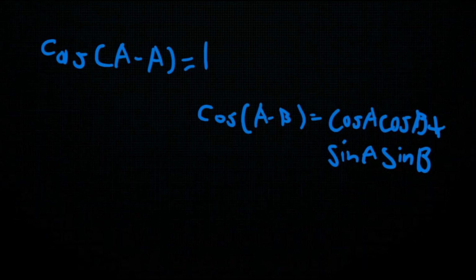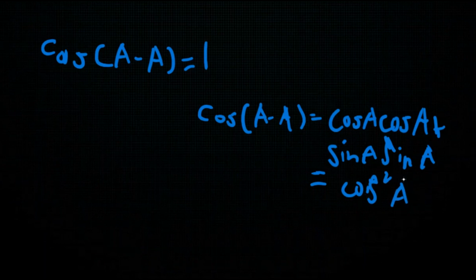Now since both variables are equal, we could also write cos(a − a) as cos a cos a plus sine a sine a, or we could write cos squared a plus sine squared a, and this is also equal to 1.